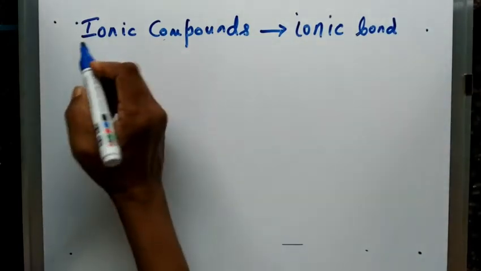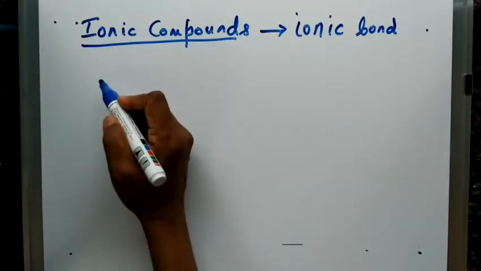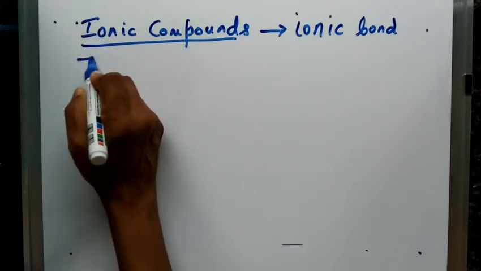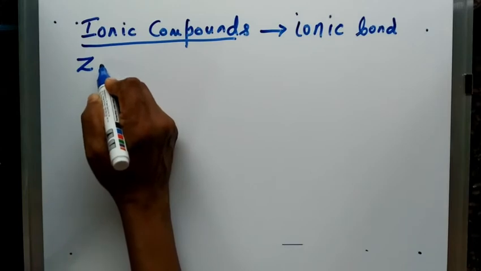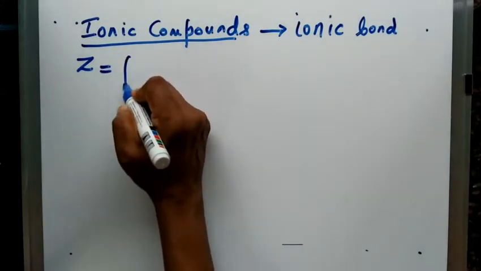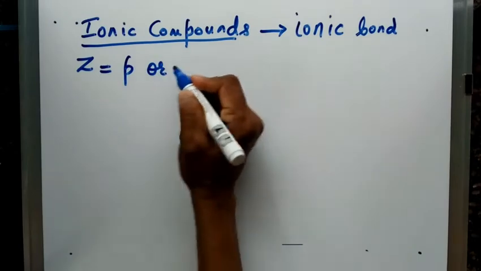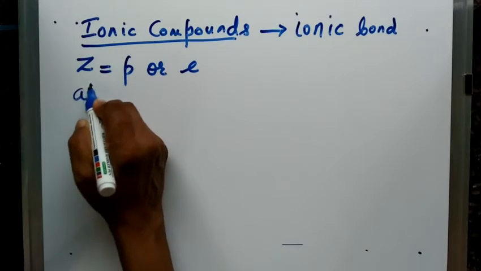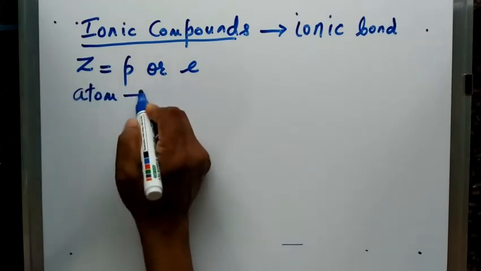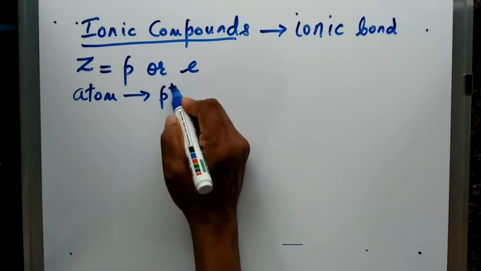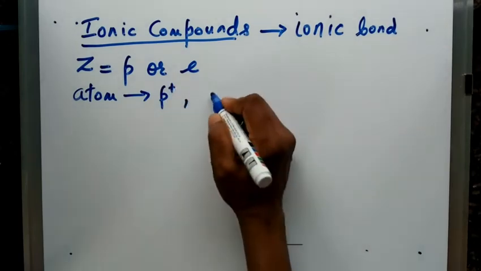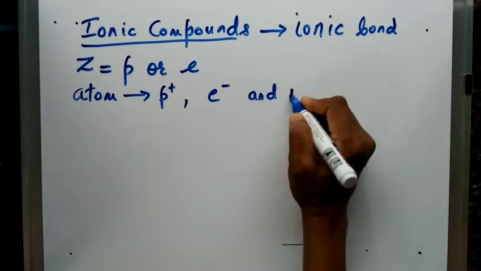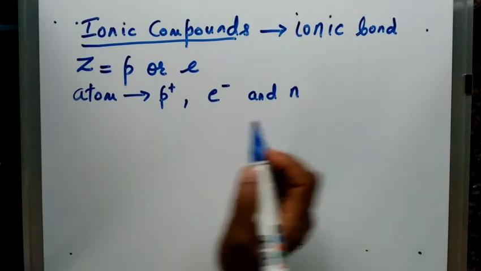Now, let us recall what we have studied in chapter 4. We have studied about atomic number, which is denoted by Z. Atomic number is the total number of protons or total number of electrons. In an atom, we have the fundamental particles, that is protons, which is positively charged, electrons, which is negatively charged, and neutrons, which has no charge.